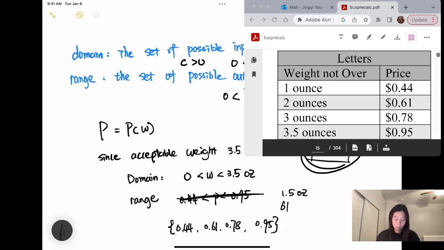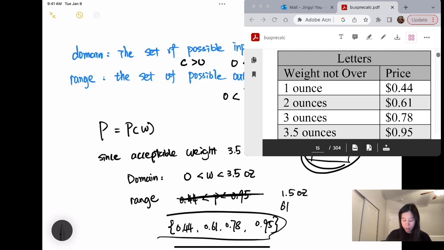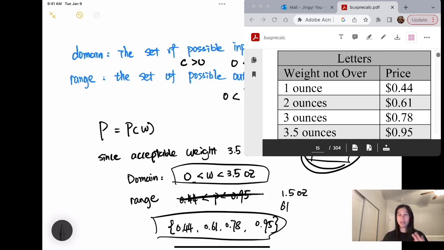So here is the range. The range is going to be a set of numbers. It's not continuous. It's more like discrete. But when it comes to the domain, it's going to be continuous, because there's no way that your letter weighs 1.5 ounces and they say, sorry, we can't mail it because it's not 2 ounces. You need to make it 2 ounces, right? So again, we want to use math in real life. How are you going to deal with these problems?